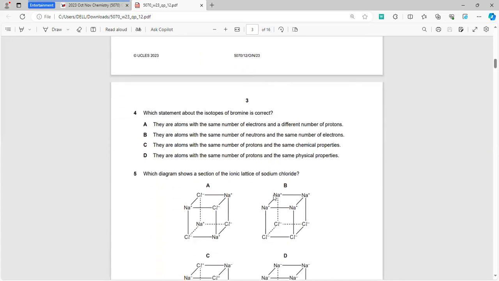Now in question number 4, I told you the definition of isotopes: isotopes are substances of the same element which have the same proton number but different neutron number. Now, there are two types of bromine for the syllabus, bromine 79 and bromine 81.